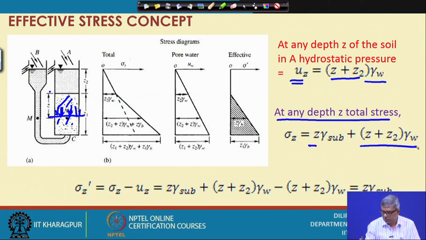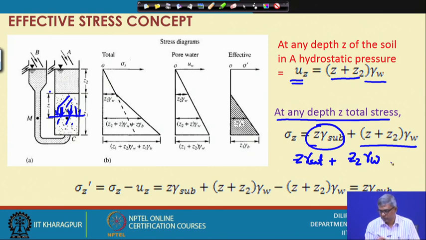So, Z 2 water weight is already there, and this portion is taken as Z into gamma submerged. Additionally, up to the water height, you have to take the submerged or buoyant unit weight of the soil, and this is the way we have taken. I could have taken it the other way also, Z into gamma saturated, and in that case I could have taken here Z 2 into gamma W.